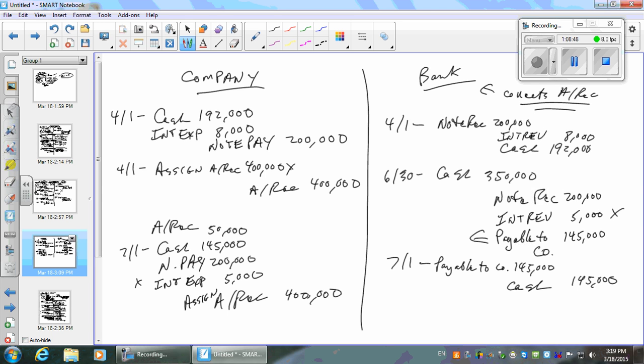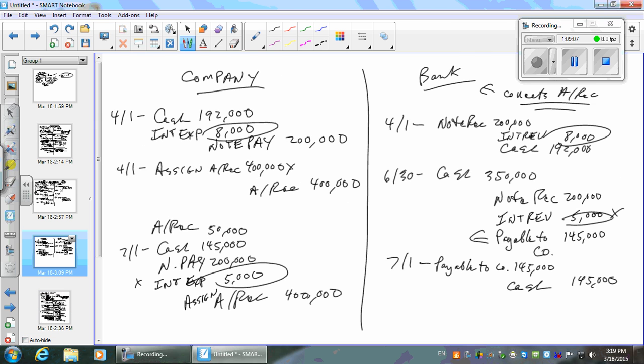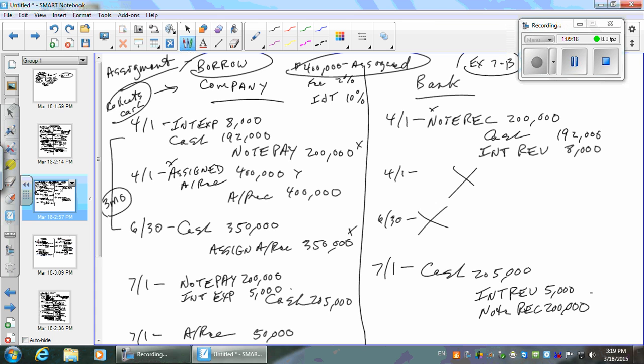What happens? We loan them the money and they pay us back, and how much interest are we paying? 8,000 plus 5 is 13. You guys agree? 8,000 plus 5 is 13. It's the same on the other way we did the problem too, isn't it? That's recourse liability. What did you do? There it is. Okay, the same thing over here. We had 8 plus 5.